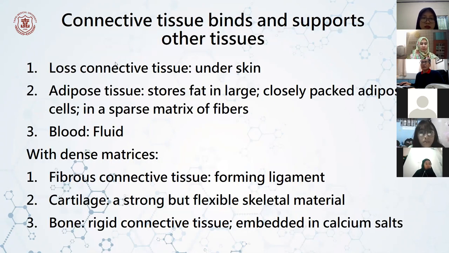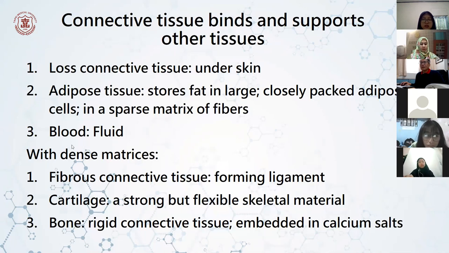And the connective tissue is also very important in the body. The connective tissue binds and supports other tissues. In biology, connective tissue can be divided into loose connective tissue, located under the skin, and the adipose tissue. Adipose tissue is for fat storage. It stores fat, enlarged and packaged in the cell.